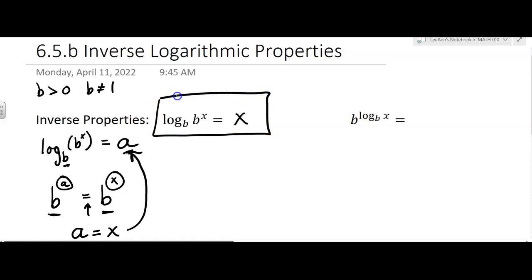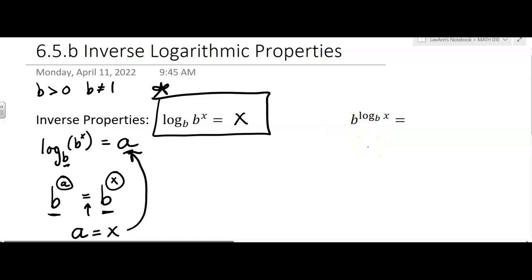This property is used a lot. This one gets a star. You want to make yourself a list of these properties. Remember, there's going to be like 8 of them. So we've done 2 in the first video, and now we've done this one. But this one is a very popular property. Okay, so now we're going to do this other inverse property.